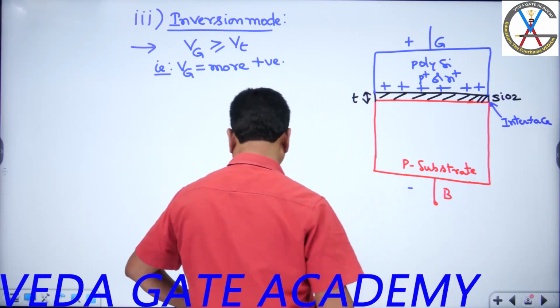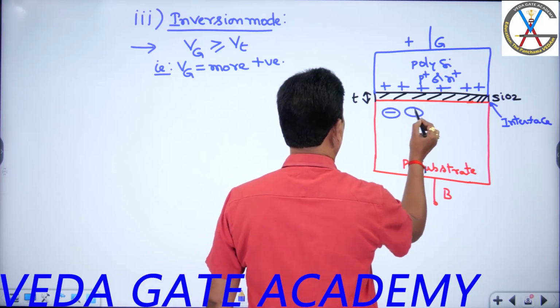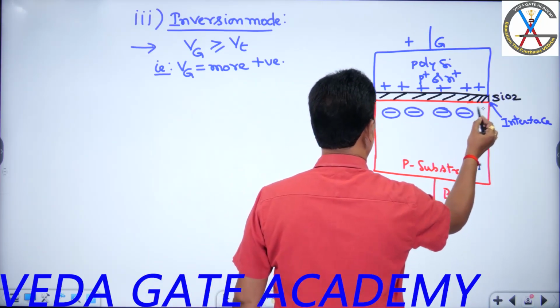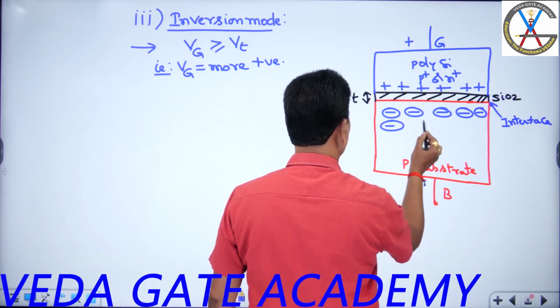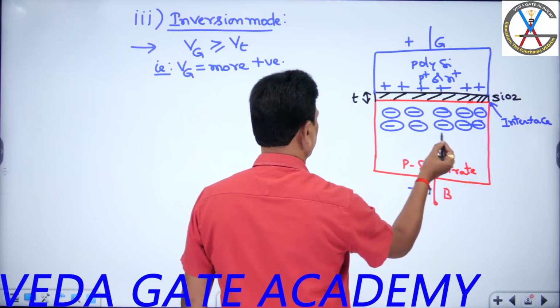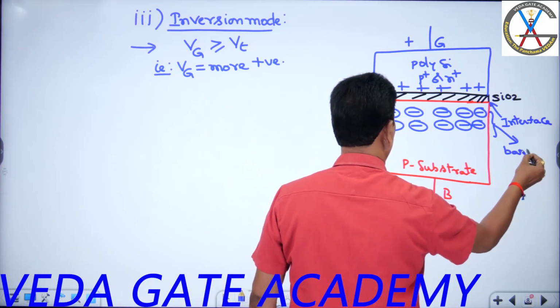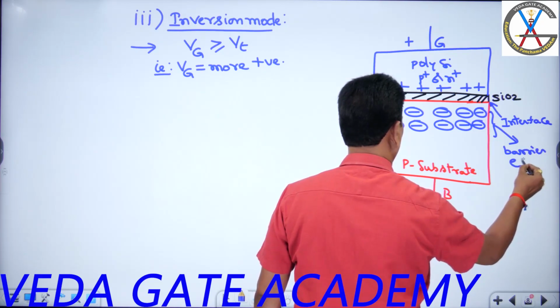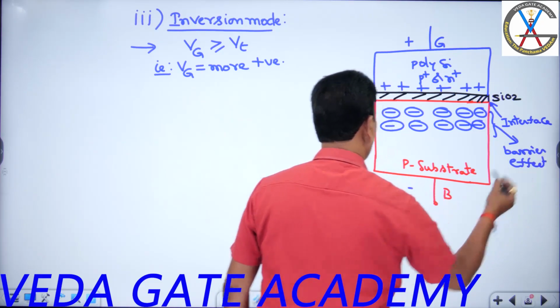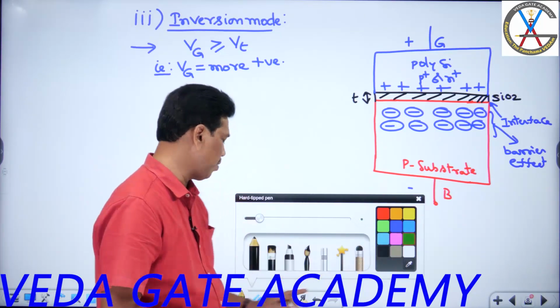Previously, in the depletion mode, you found the added barrier effect by negative ions, students. This is the added barrier effect. Now I can go forward to the inversion mode, students.